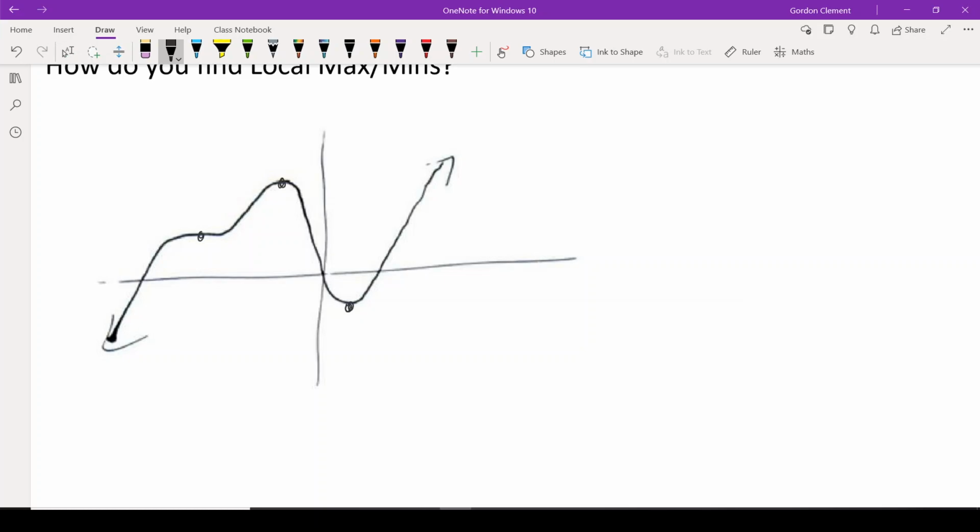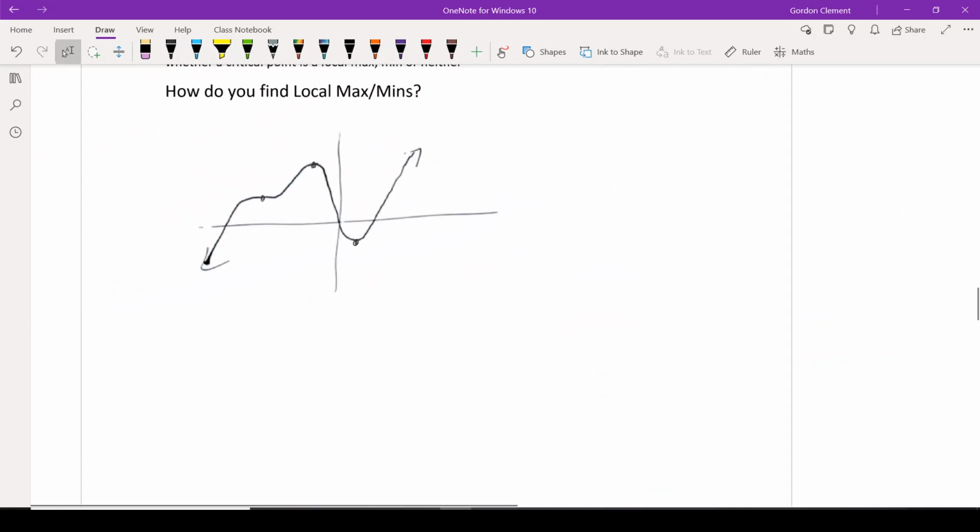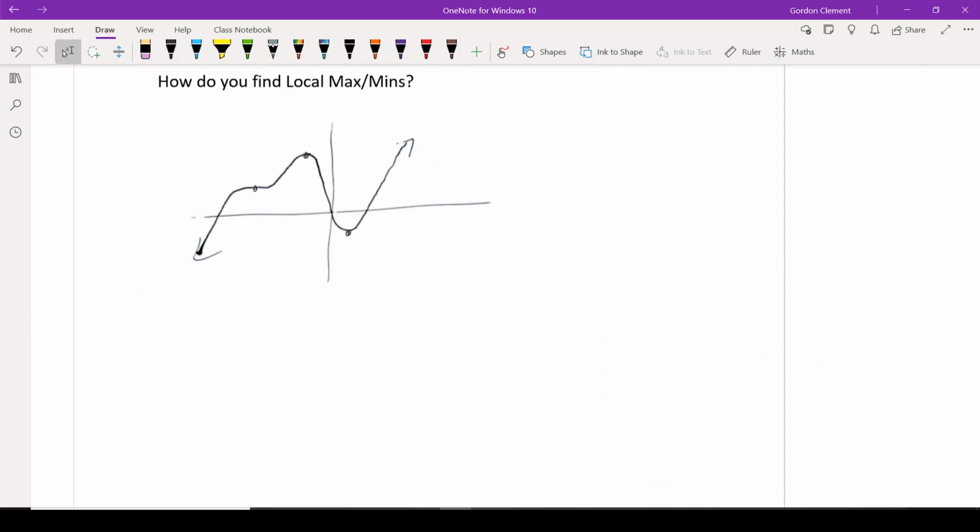So on this graph, we'd probably find those three values, and then I'm going to go over the two tests to figure out whether a critical value is a local max, a local min, or none of the above. So if you have a point on the graph, so C, f at C, which is a critical point.